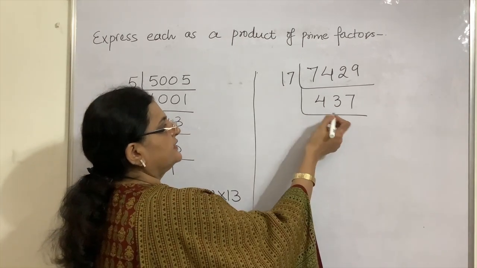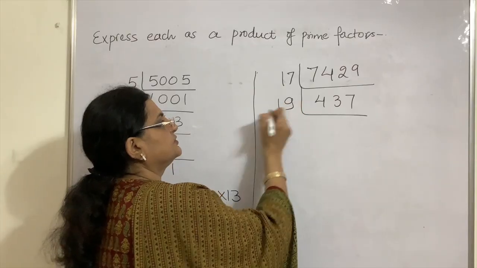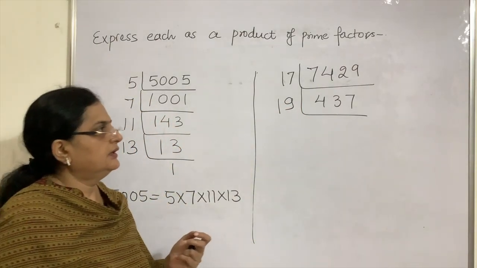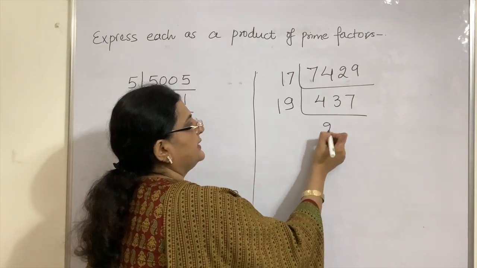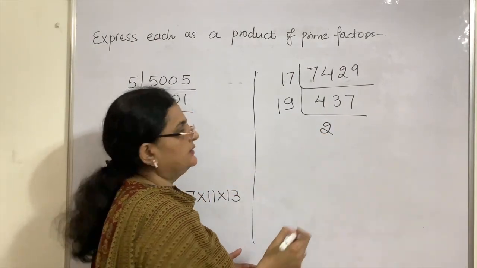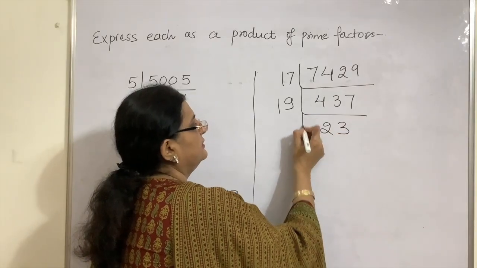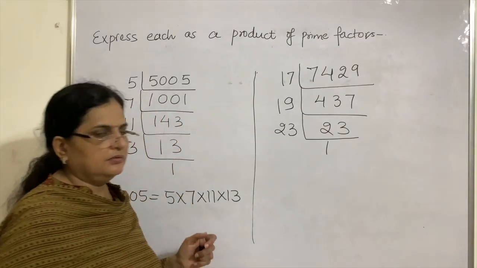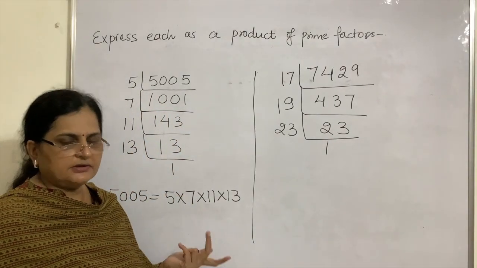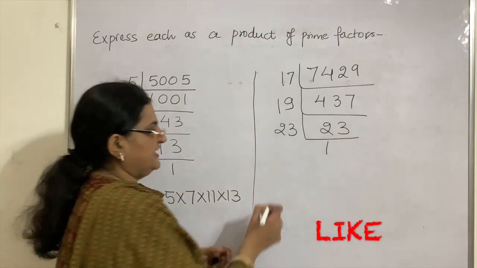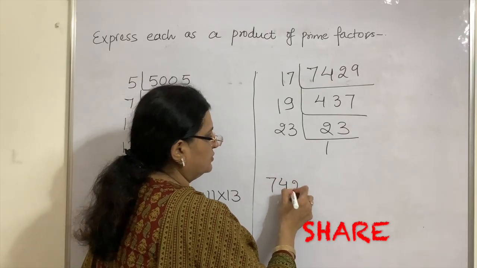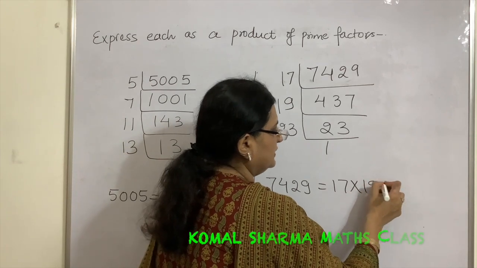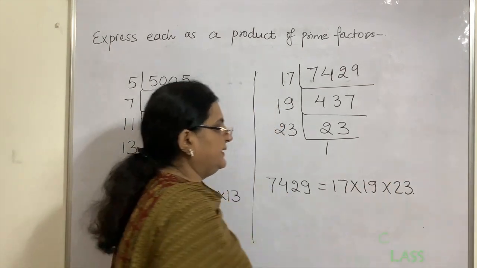Then it is further not divisible by 17, so you see it is divisible by 19. On dividing it by 19, you get 19 2s are 38 and 3. Again, 23 is a prime number, you know, so it is further not divisible. So the factors of 7429 are 17 into 19 into 23.